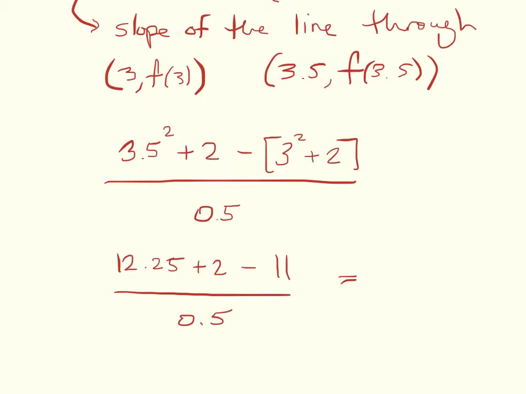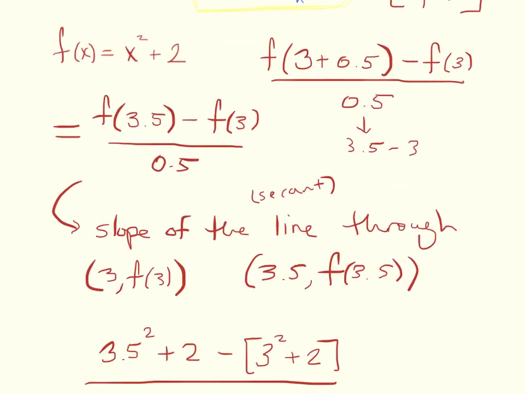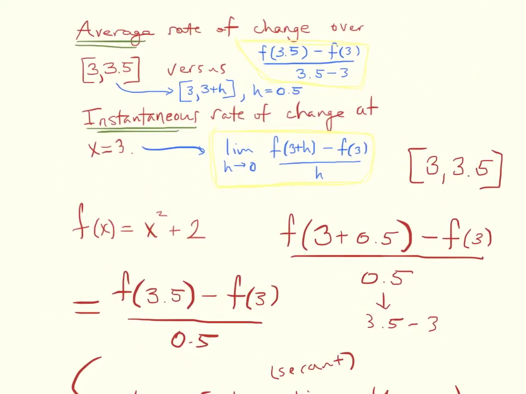14.25 minus 11 is 3.25. Then dividing by 0.5 is like dividing by a half, which is the same as multiplying by 2. In the end, it's 6.5. The important thing to take away from this is that when you're asked for the average rate of change, you're basically just plugging in the endpoints and doing slope the way you did slope forever and ever. The instantaneous rate of change involves a limit.